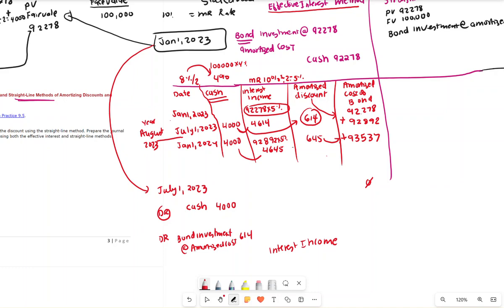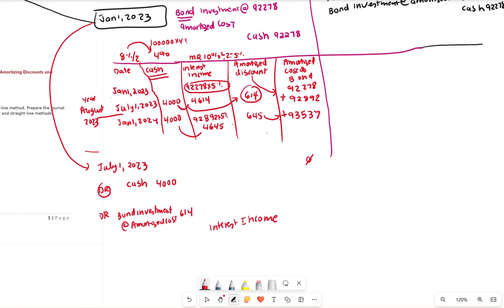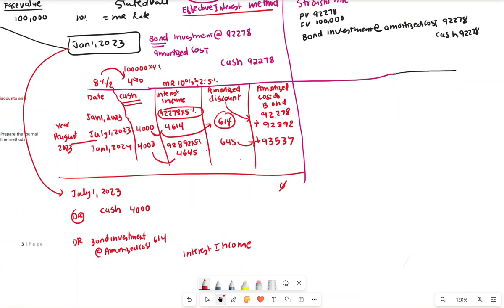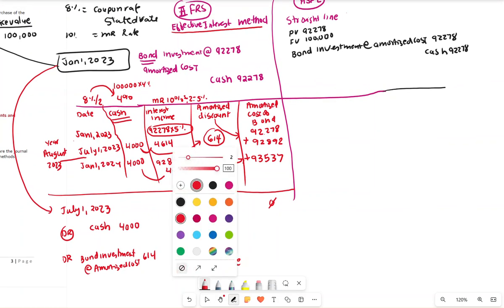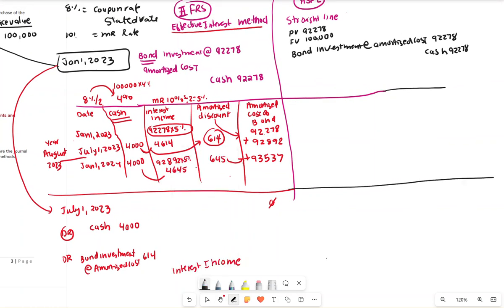Now of course we showed you the table for effective method and we have to stick to the same. If I show you under the straight line, it is a little bit easy. We have a present value 92278. We have the face value, which is 100,000. Difference between the both is what? It's a discounted investment. 92278 minus your 100,000 gives me a discount of 7722.